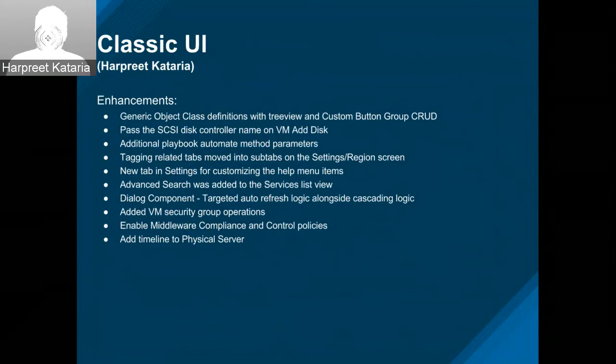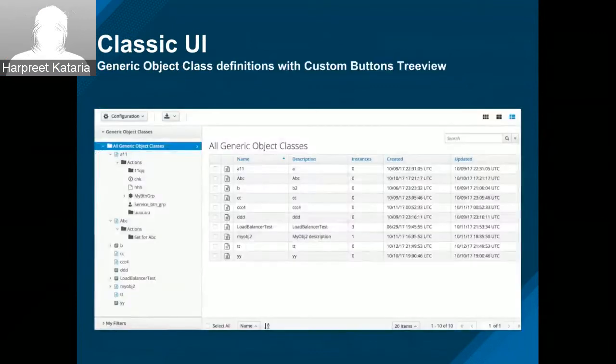In the UI components repo, changes were made to how the targeted auto refresh logic used to work. So now if a dialog field has a responder, that will be used to refresh the fields. If it's not there, then we rely on the old auto refresh logic code. The next enhancement was to add the ability for the user to add or remove security groups for a selected OpenStack instance. And in the Control Explorer, support was added to show middleware server compliance and control policies. Also, timelines was added to physical server summary screens. Next slide, please.